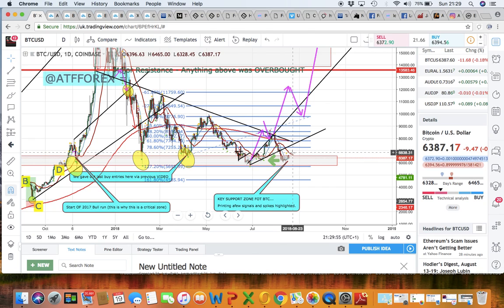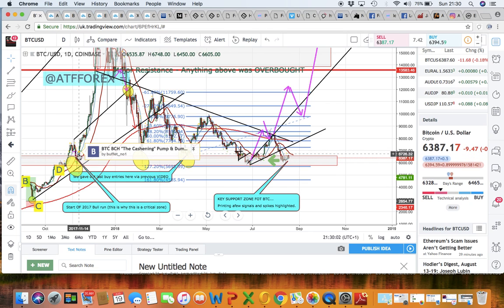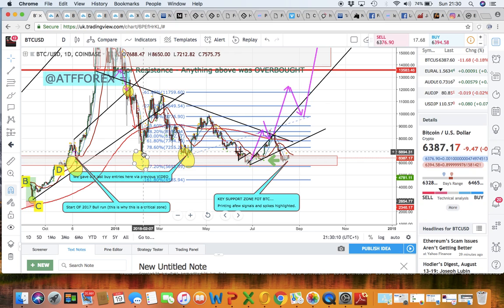Remember that we will be touching back on this level again, and if you noticed, as soon as 6,800 was broken in November 2017, we went on a run. As soon as 6,800 was broken above in February 2018, we went on a run. 6,800 again in April 2018, we went on a run. So very important. And again, at the back end of July, 6,800, we went on a smaller run as well.